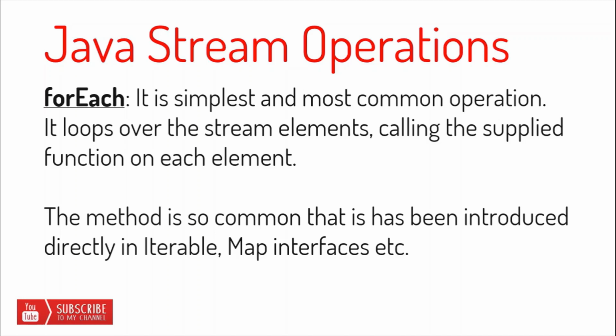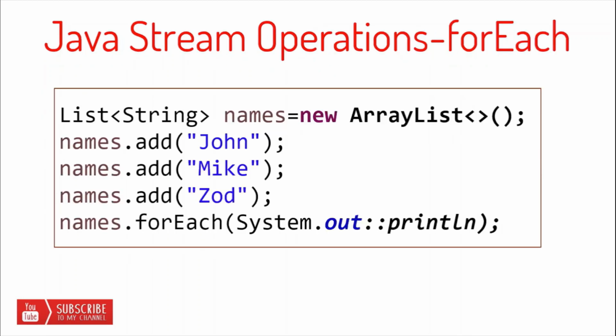It loops through the stream elements, calling the supplied function on each element. This method is so common that it has been introduced directly into the Iterable and Map interfaces. So we do not need to apply the collection.stream method. We can directly apply collection object dot forEach. Now let's see an example for that as well.